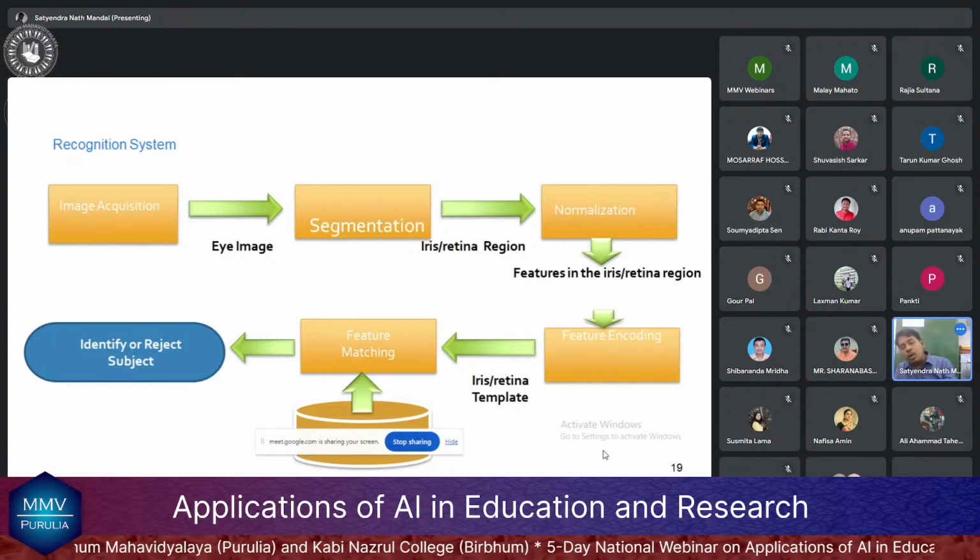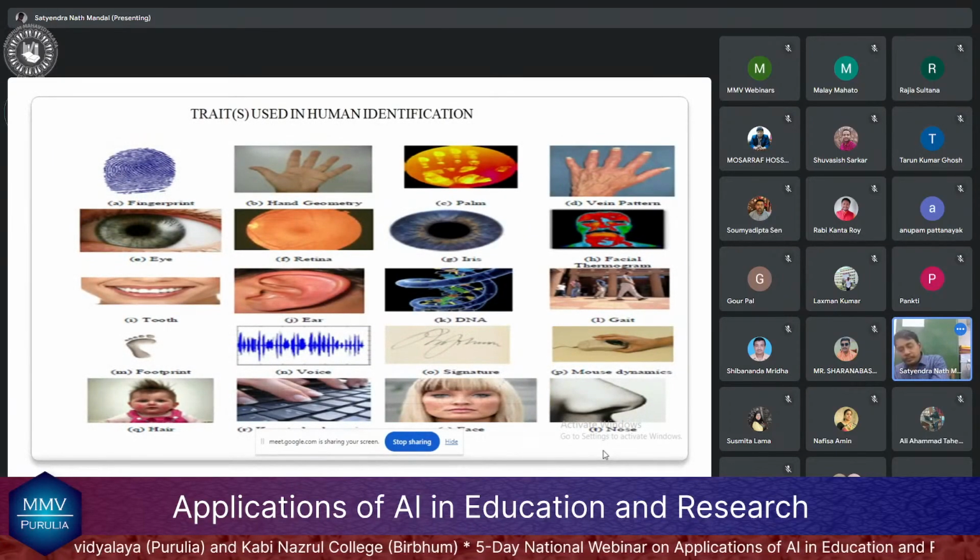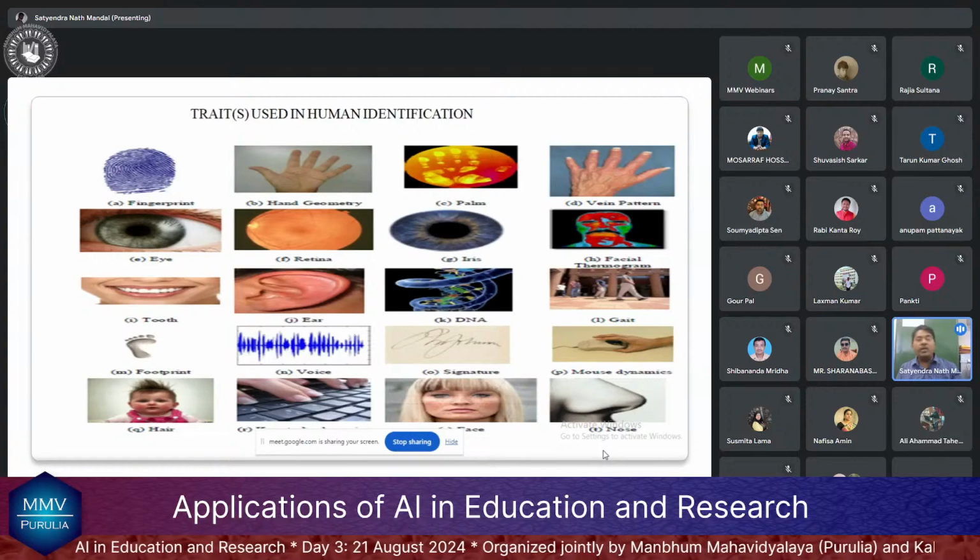Now, what will happen? According to biology, each one is a trait. So based on the Aadhaar card, we use the fingerprint, we use the face, we use the IDs. And these are the traits we can use for individual identification. We can use the retina, we can use the ear, we can use the nose print, we can use the venation pattern.